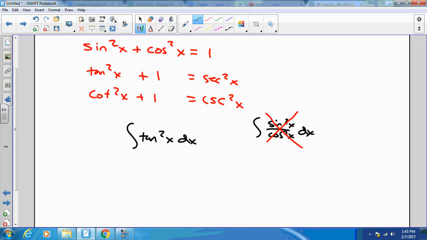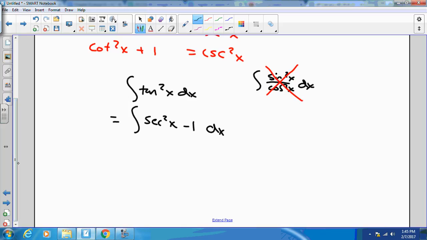Anything else? Secant squared minus 1. Aha! There we go. If I employ the Pythagorean identity to rewrite this as secant squared x minus 1, look at that. I now have an antiderivative that I can actually evaluate. Tan x minus x plus the mandatory constant c.